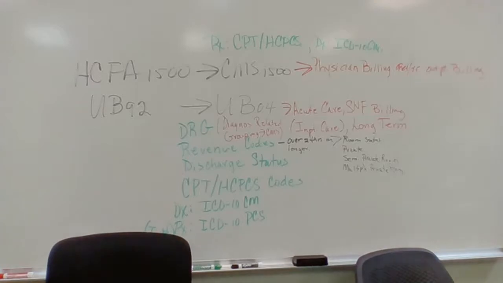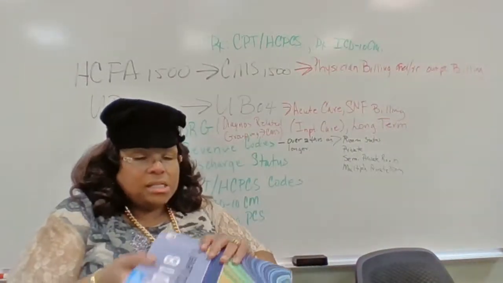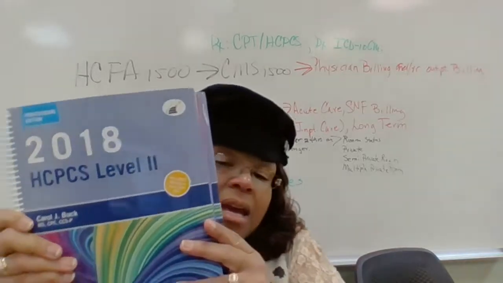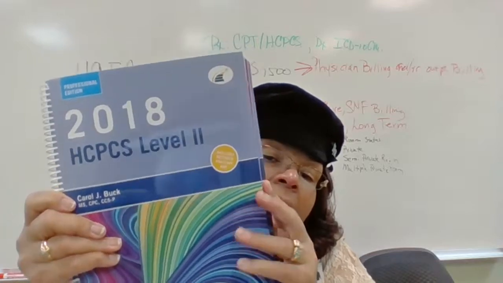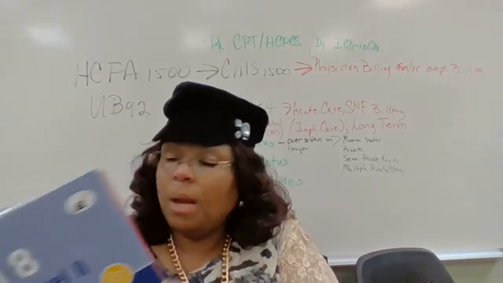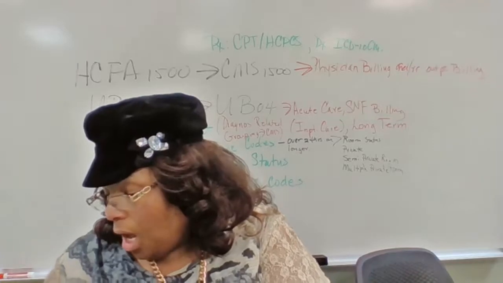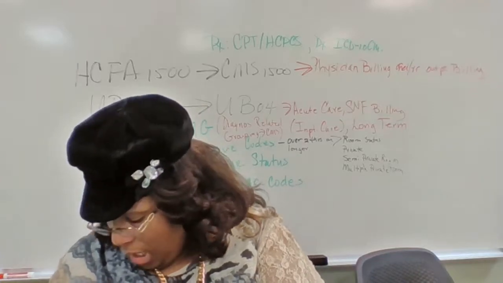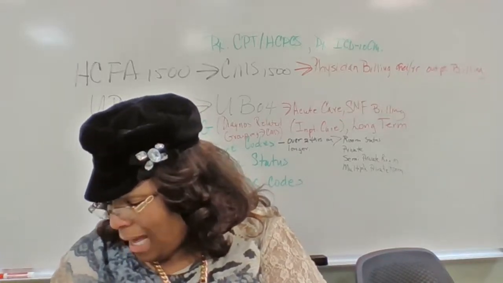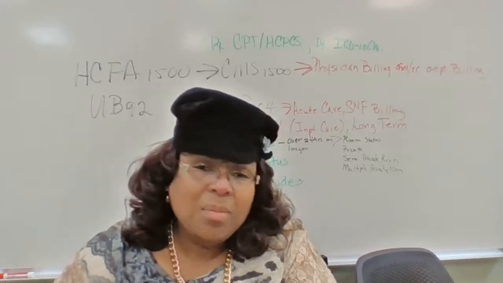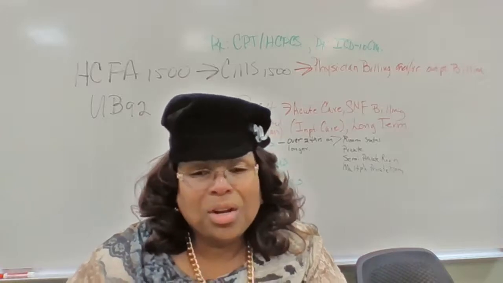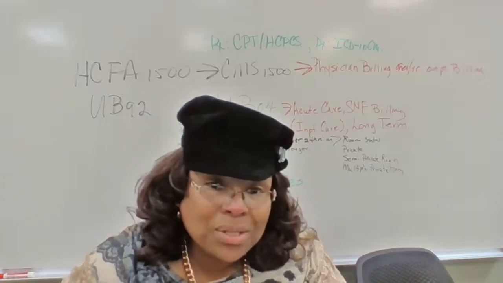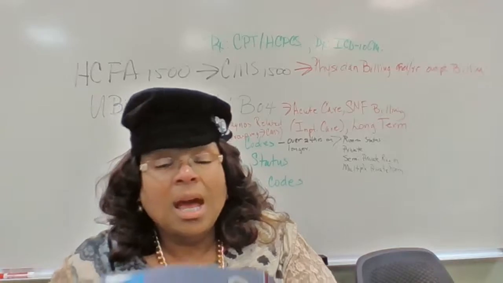Okay, this is known as a HCPCS book. This HCPCS book has five number characters to them. It is utilized for chemotherapy, wheelchairs, walkers, crutches, CPAP machines, oxygen, things of that nature.